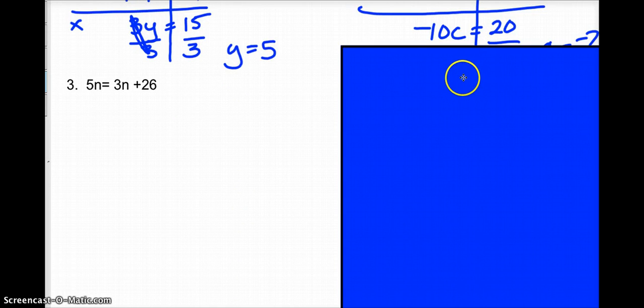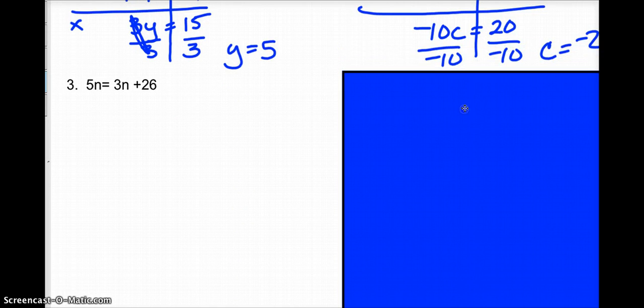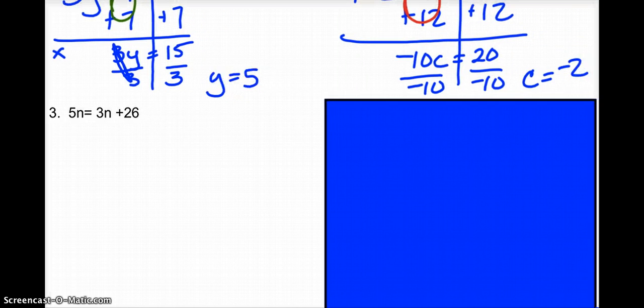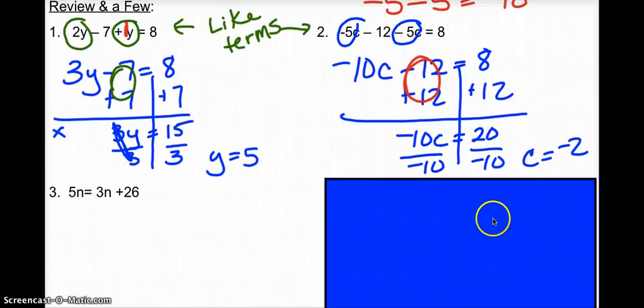To undo the multiplication, you would divide by negative 10 on both sides. So negative 2 equals c, right?